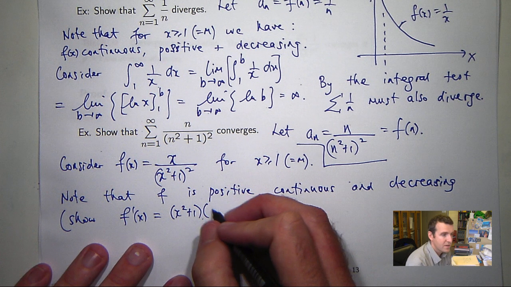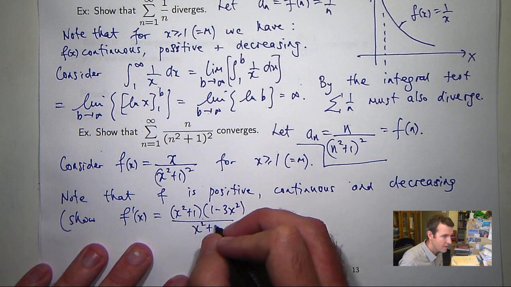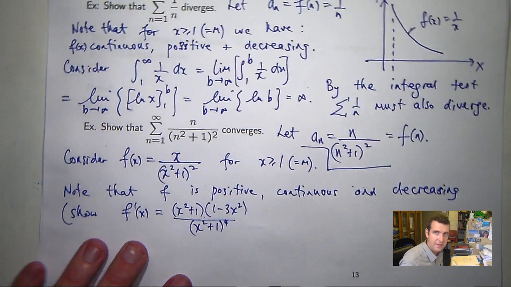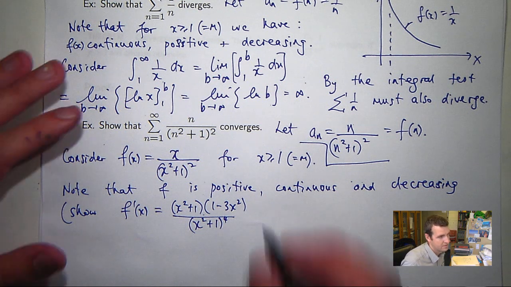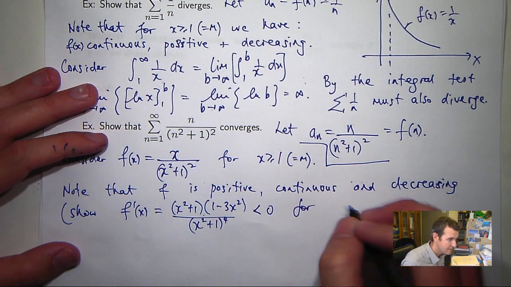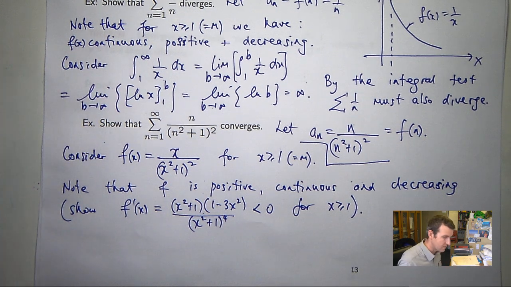And I also claim that the function's decreasing. Now, this is a little bit tricky to show, but what you can do is show that the derivative, f dash, which you can calculate using the quotient rule, is strictly less than 0 for all x greater than or equal to 1. Now I'm going to leave that as something for you to do if you really want to go through and justify that.